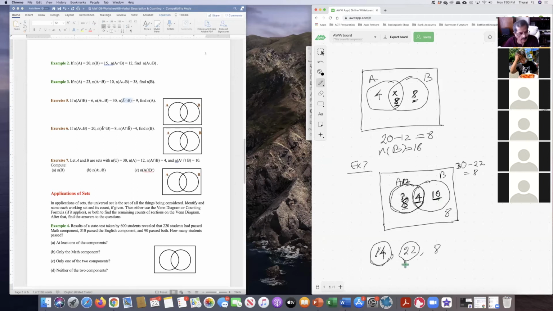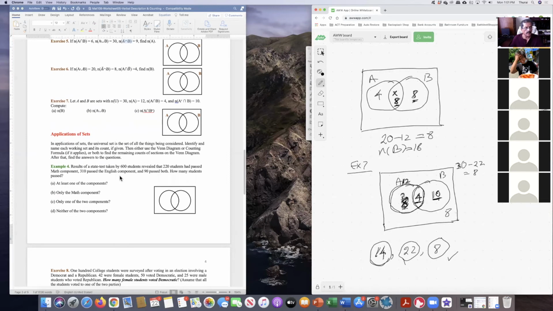Part C says A intersection B complement. A intersection B complement means part of the A that's outside of B, which is this 8. So the 8 is also correct. Very good. That student had the right answers. Any question on that? Very good. Moving on to applications.